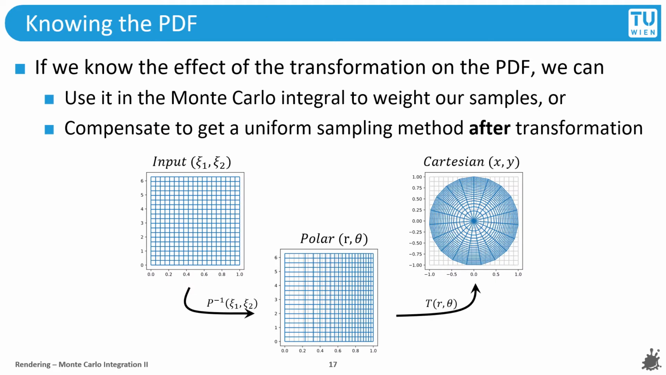Now our goal is to find out exactly how the PDF changes if we transform samples from polar coordinates to Cartesian coordinates, because we started out with something that was uniform and after the transformation ended up with something that was not. So if we can quantify this effect, we could use it, for instance, to weight samples during Monte Carlo integration, because we know the actual PDF, or we could compensate in the sample generation in polar coordinates so that they will be uniform after they are transformed.